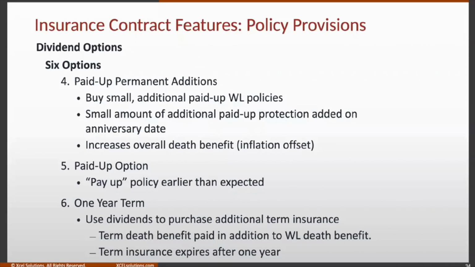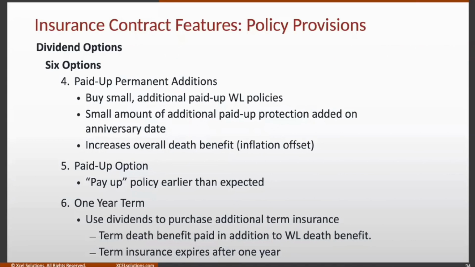And the last one, O, is the 1-year term option. Now, this is known as the 5th dividend option many times, but in this case, it's listed as the 6th because it is the newest dividend option available to a policy owner.